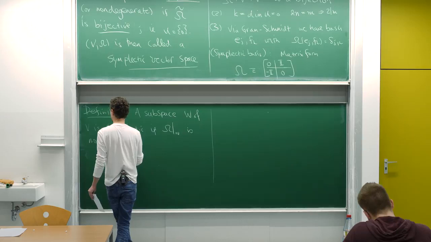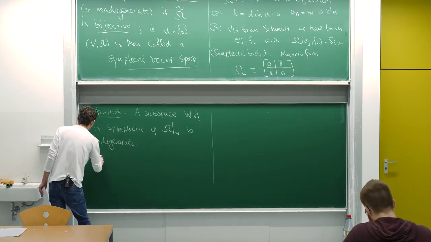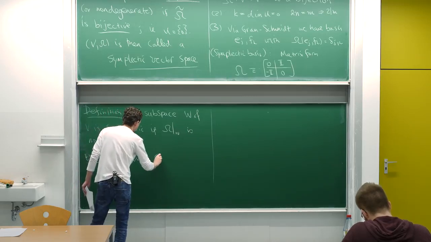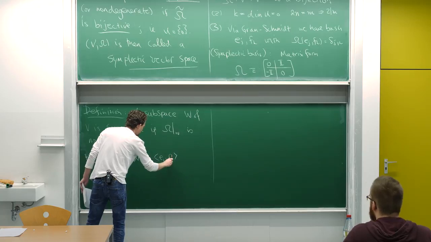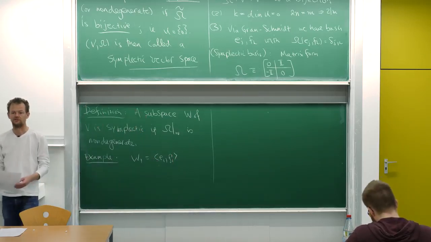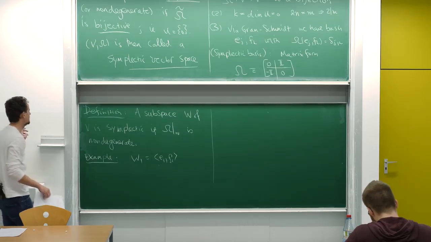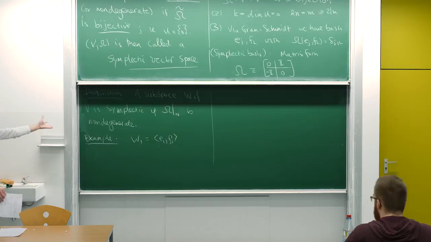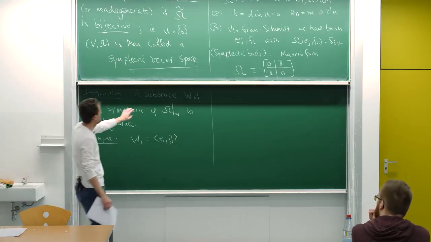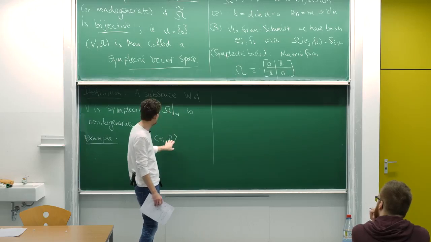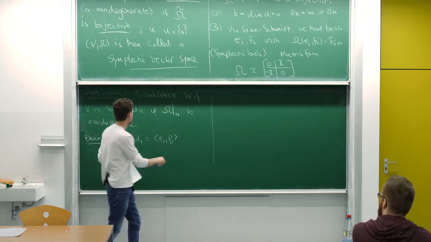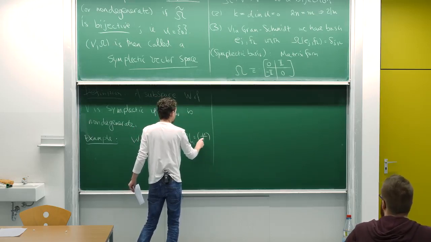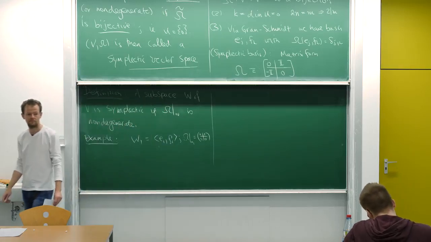So let's give an example. Just take the space spanned by E1, F1 with some symplectic basis Ej, Fk of V. So that's a nice symplectic subspace, because when you restrict this symplectic form onto this two-dimensional subspace, you see that it's got this characteristic form there.